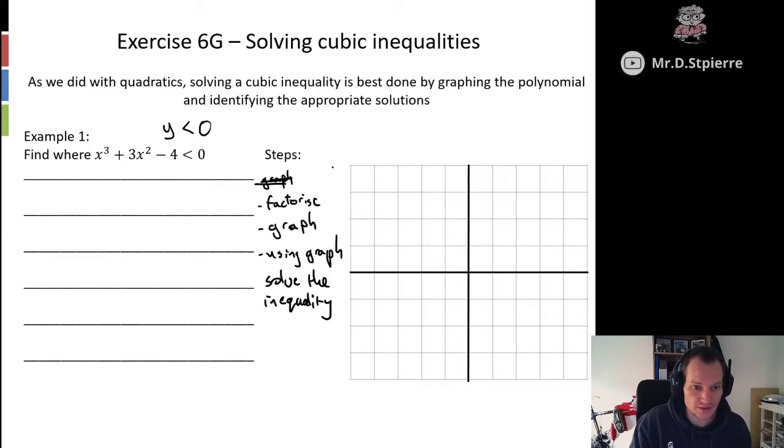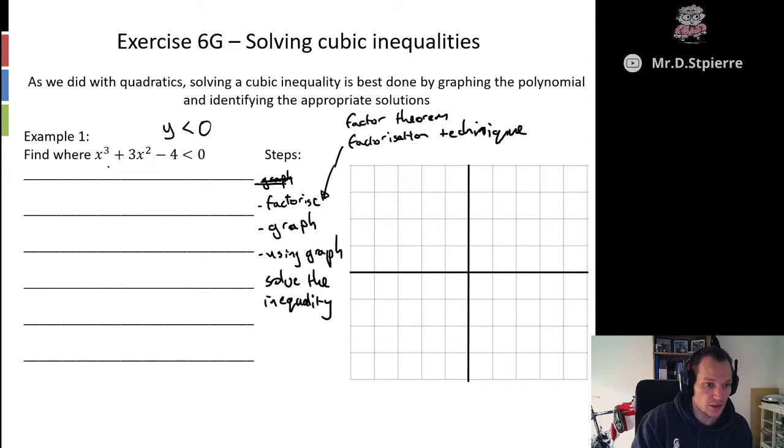Now, factorizing itself has a couple of steps to it. Are we going to use long division? Are we going to use equating coefficients? How are we going to go about it? How do we even start by getting a factor? A couple of things that we need to remember are the factor theorem, and also then using a factorization technique, whichever one you choose. So first off, let's try and find a factor of x cubed plus 3x squared minus 4.